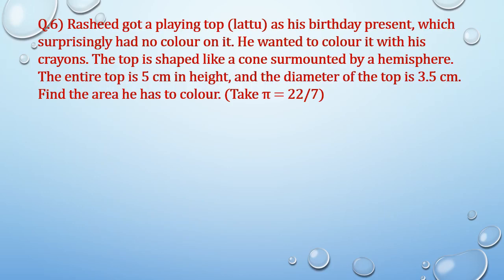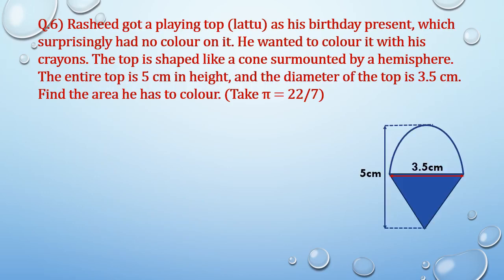Rashid got a playing top as his birthday present, which surprisingly had no color on it. He wanted to color it with his crayons. The top is shaped like a cone, surmounted by a hemisphere. The entire top is 5 cm in height and the diameter of the top is 3.5 cm. Find the area he has to color. Take pi is equal to 22 by 7.